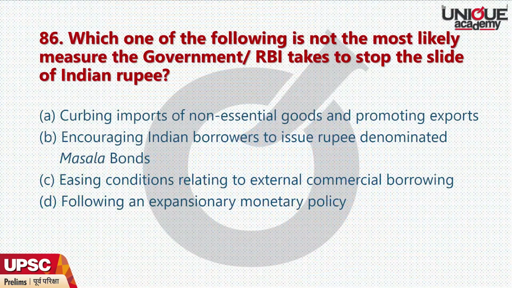So if you just apply that particular concept to this question, to stop the slide of the Indian rupee, which option would work? Following an expansionary monetary policy is going against all of the other options. When it comes to masala bonds and ECB, the aspect that you need to consider is that they are creating demand for the rupee. So forex is coming into the country, that is very good for us. Whenever forex comes in, that is excellent.